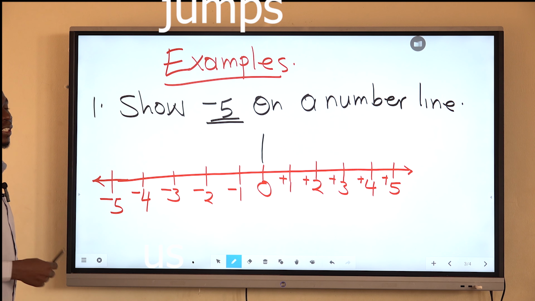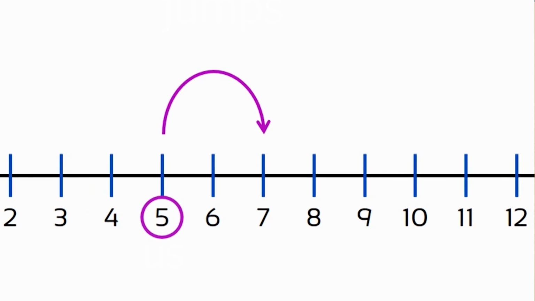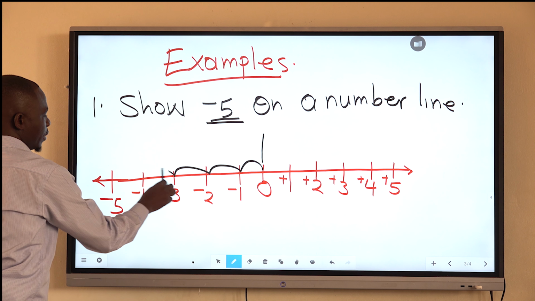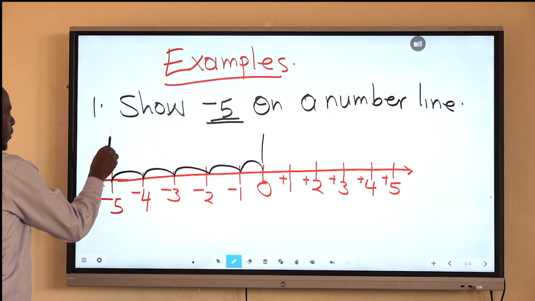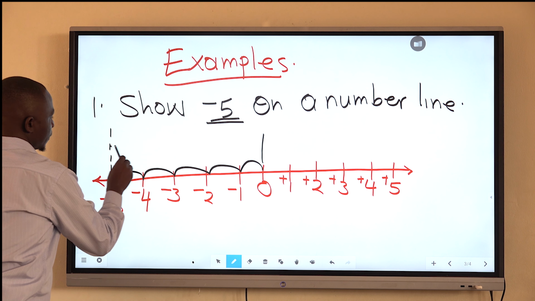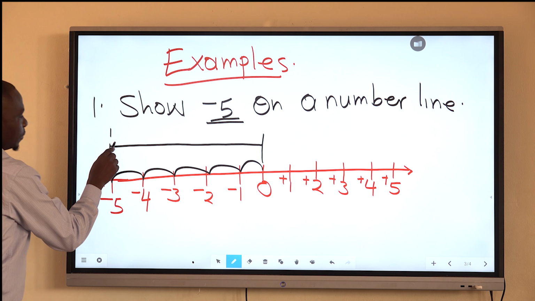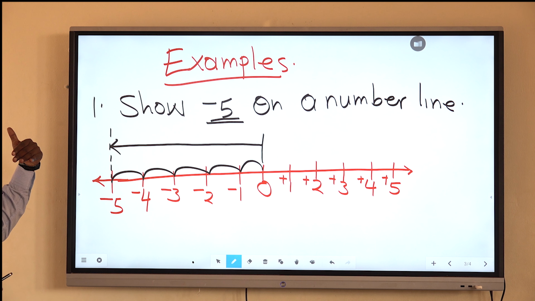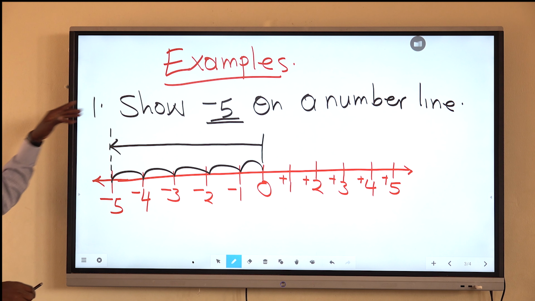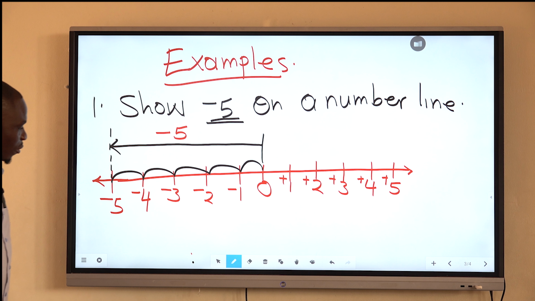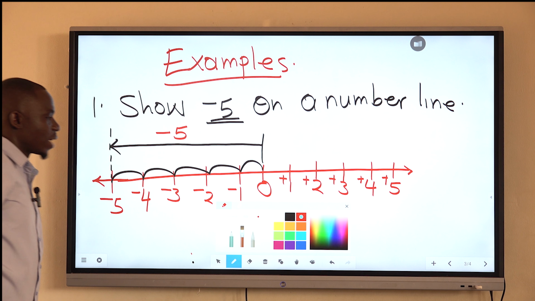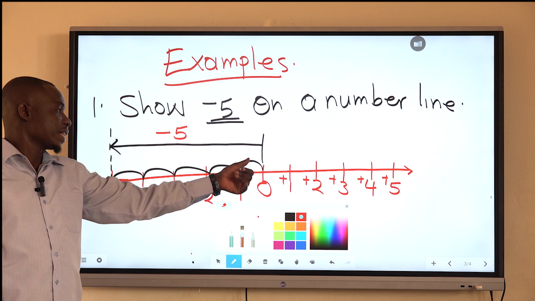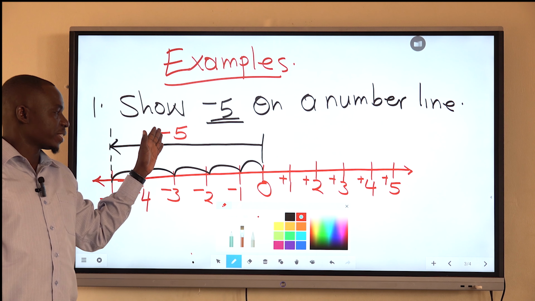There are 2 ways of counting the steps. I'm giving you the first one. You can count. This is 1, 2, 3, 4, 5. And when you draw the arrow, make sure you label our given integer. However, you can also start. 0 is not the only point where we can start counting our steps.